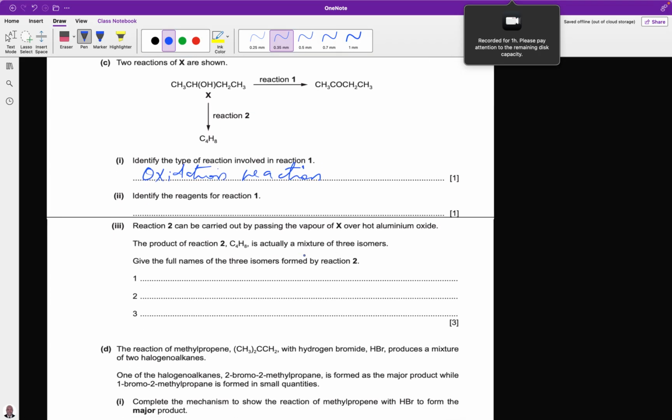Identify the reagent for 1. There are 2 reagents: acidified potassium dichromate(VI) solution, or acidified potassium manganate(VII) solution. You can write it like this. You can use the formula by writing it. You can use this one.